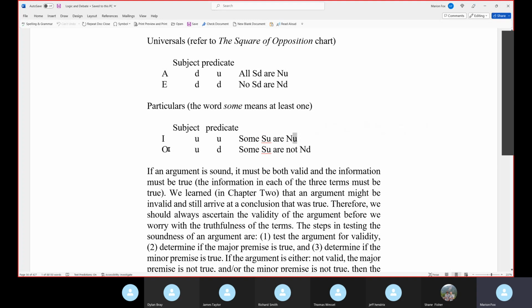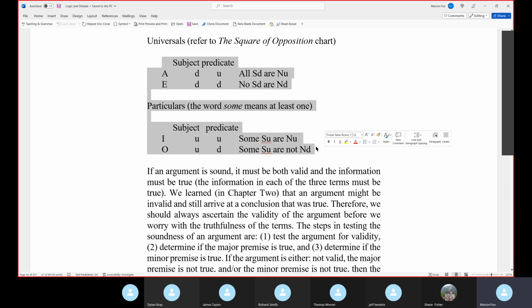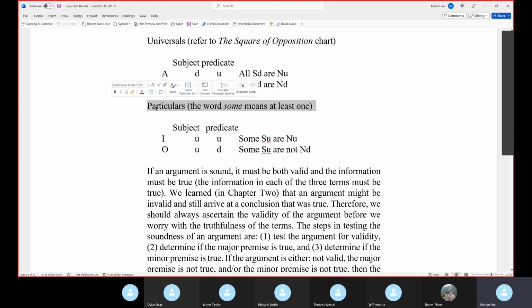However, with the O-type proposition, that's your particular negative, some S are not N, the second part of it is distributed. That will always be the case with these. So you can take that and lay out your A, E, I, and O propositions, and you can tell whether they're distributed or not. Any questions?